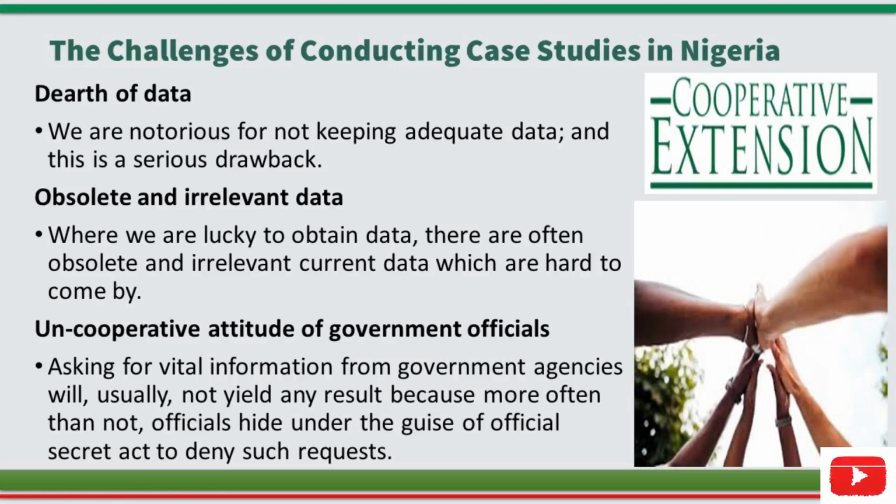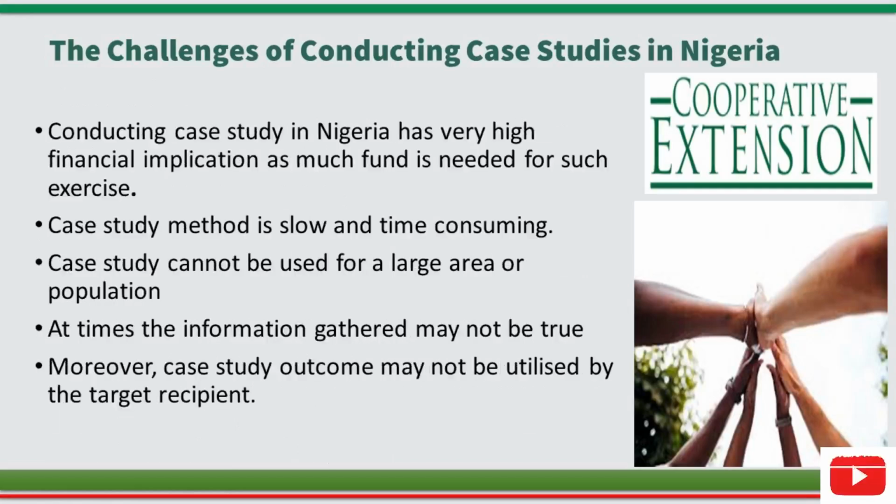Obsolete and irrelevant data. Some data we have obtained are rather obsolete and irrelevant to current day's situation and realities. So another challenge is the uncooperative attitude of government officials. When you ask for vital information from government agencies, they will usually not yield any results because more often than not, officials hide under the guise of the Official Secrets Act to deny such requests.